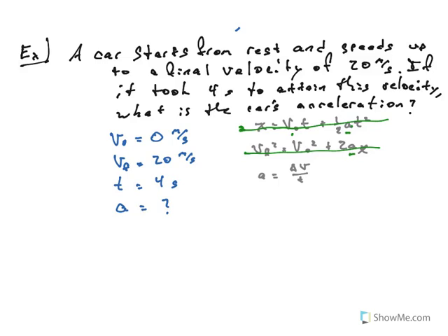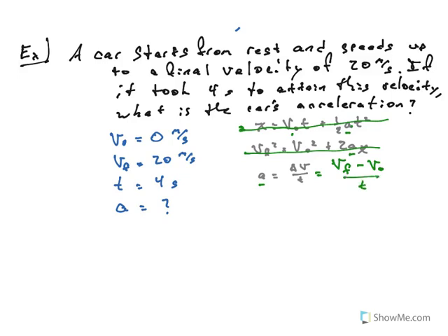So let's see. Does it have A? Yes, it has A. Do I know everything else? Okay, it has a T. I know T. What's this delta V again? Let's rewrite it. Delta V meant Vf minus V naught.